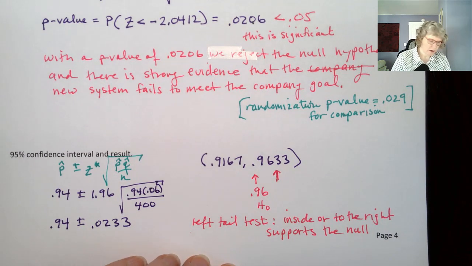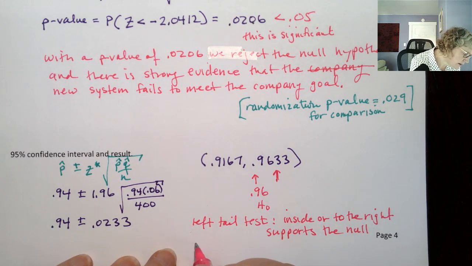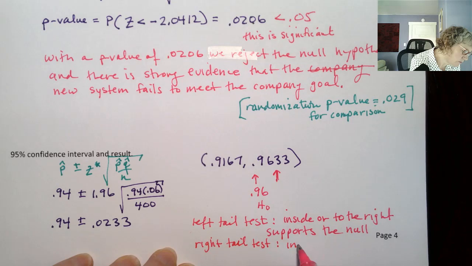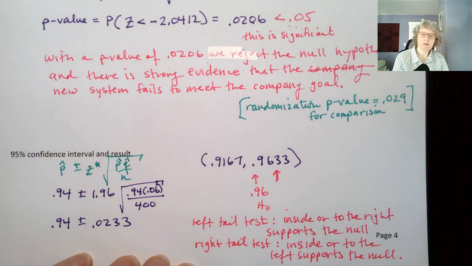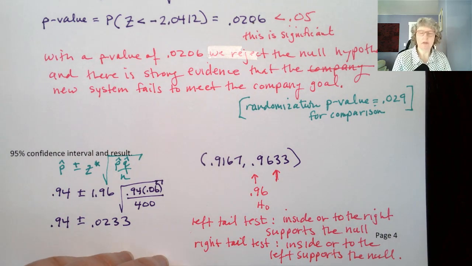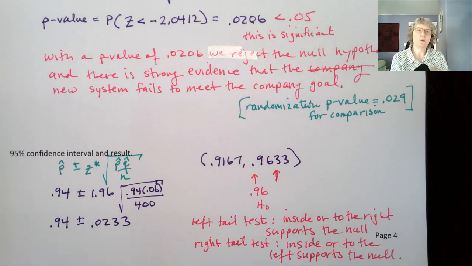And if we had a right tail test, inside the interval or to the left supports the null, because it's really in the tail that matters. When you're small in the tail, that provides evidence against the null or for the alternate, right? So if it's away from the tail, that's where you're going to fail to reject.